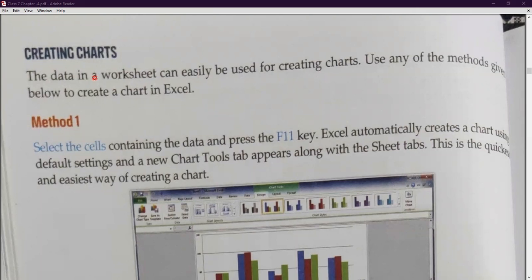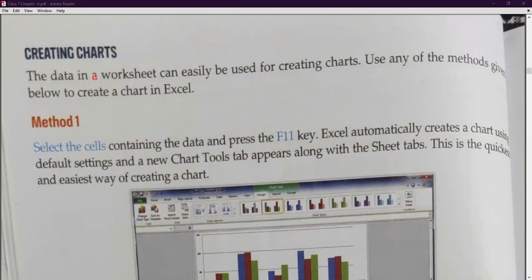Mark my point, students. First of all, we will do this chapter in a theoretical manner, and in the upcoming session, I will implement charts in Excel in a practical manner also. So don't worry. First, let us understand this chapter in a theoretical manner, then we will implement it also. Okay. So the data in a worksheet can easily be used for creating charts.